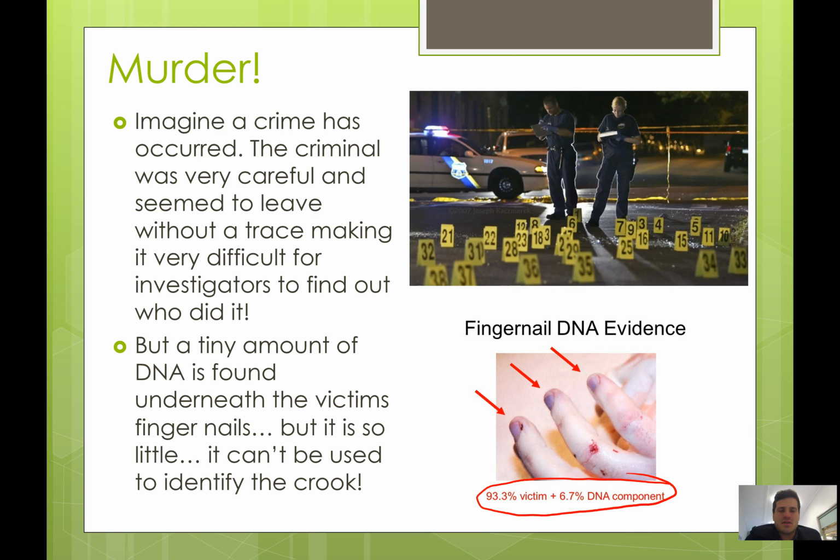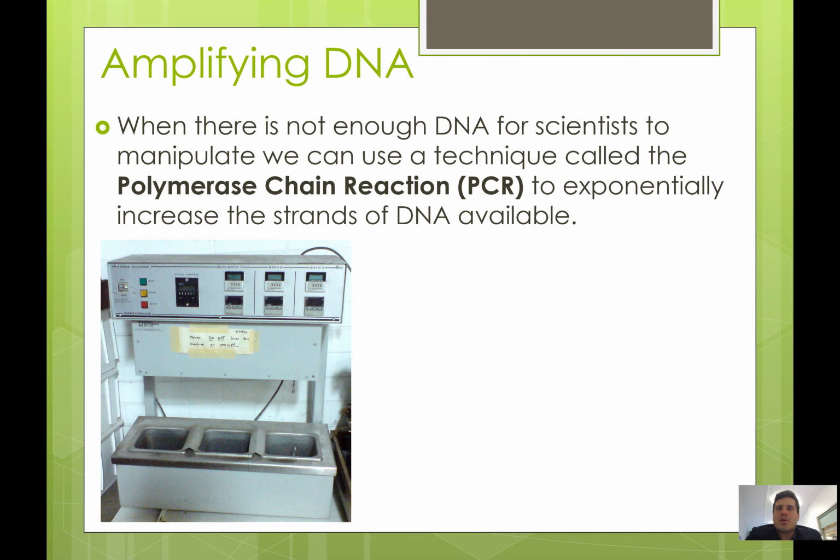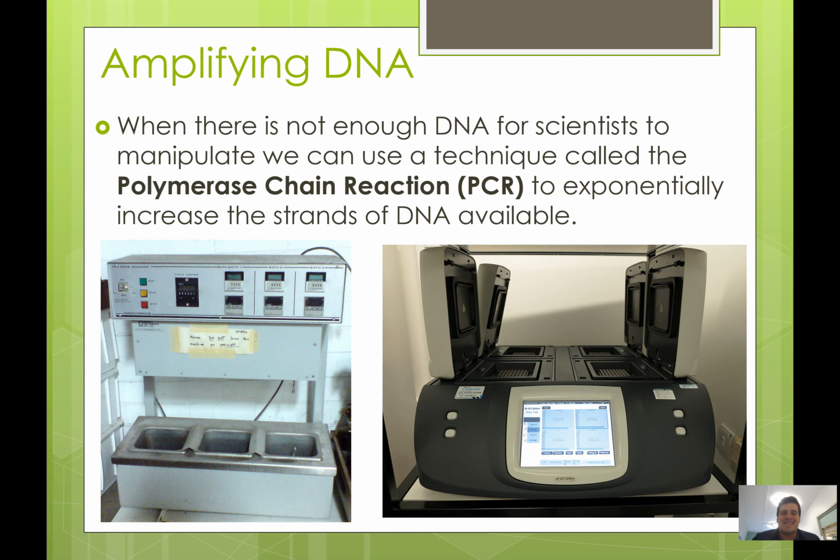So what we have to do is called a process of amplifying DNA. All right, so when there's not enough DNA for scientists to manipulate, we can use a technique called the polymerase chain reaction, and this exponentially increases the strands of DNA available. This is an old PCR machine. This is a nice new PCR machine. These things on the left are really manual. These things on the right are really cool.